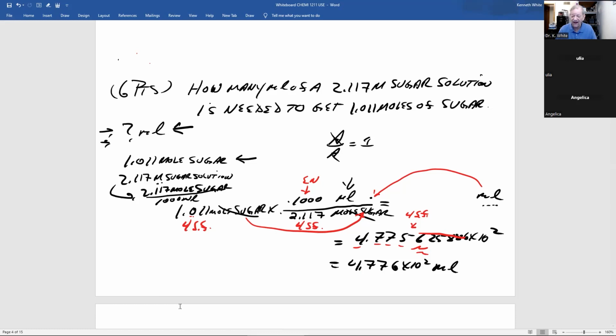I look at the clock. Time flies when you're having fun with milliliters in chemistry and Dr. White.